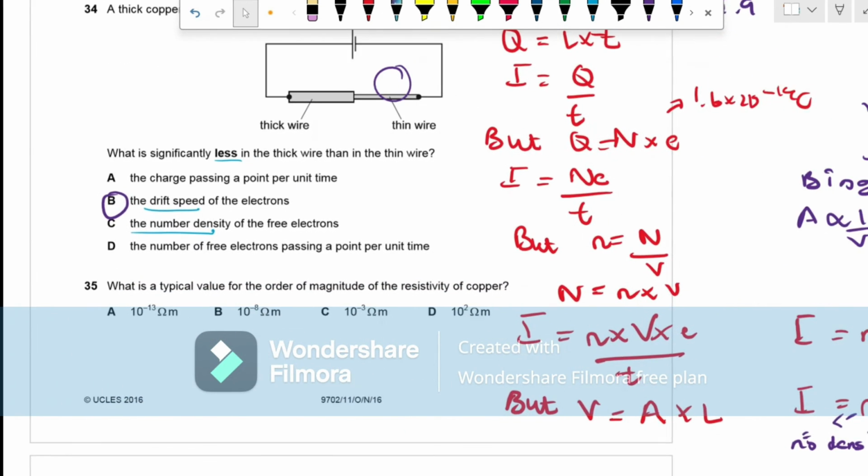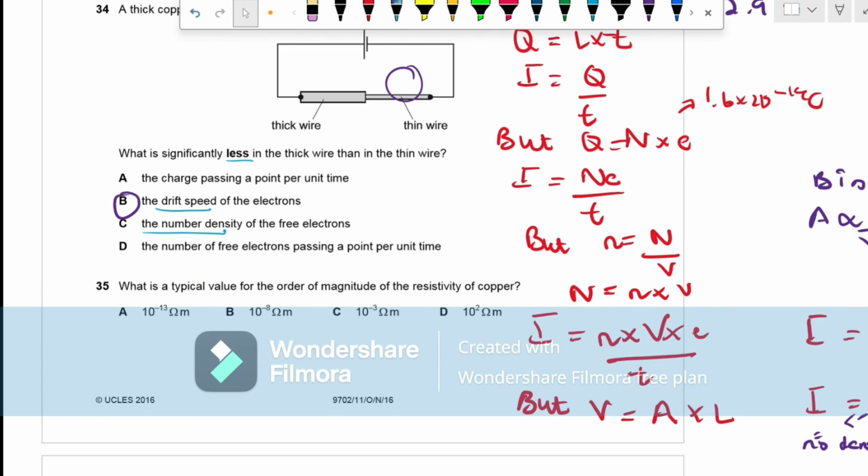That is what it basically implies. Okay, question 35, we want to find the magnitude of the resistivity of copper. There are two methods, guys. Lock in. It's either you have crammed this, right?